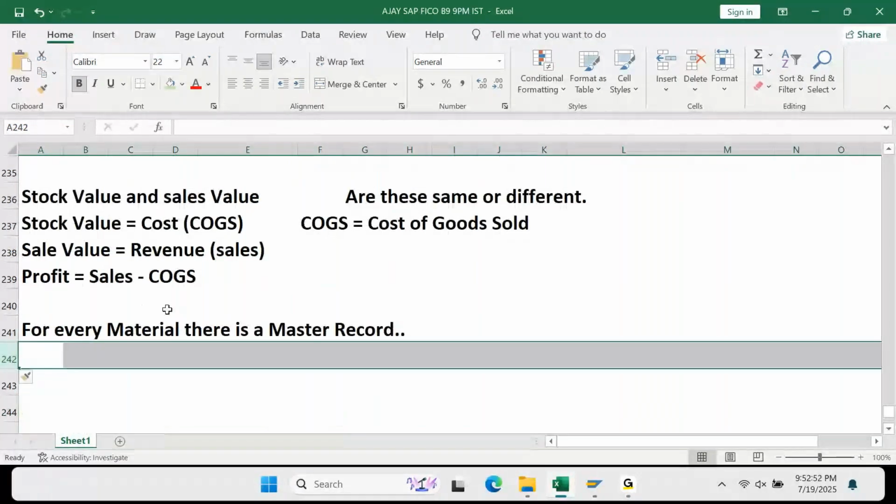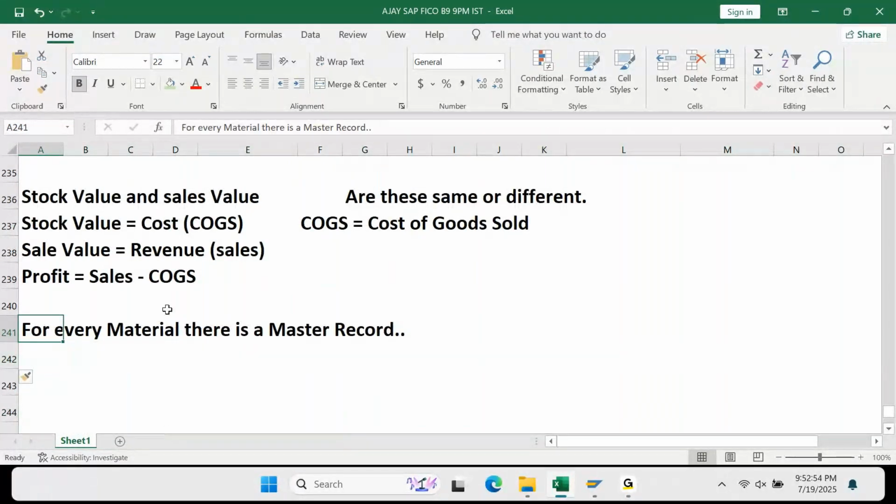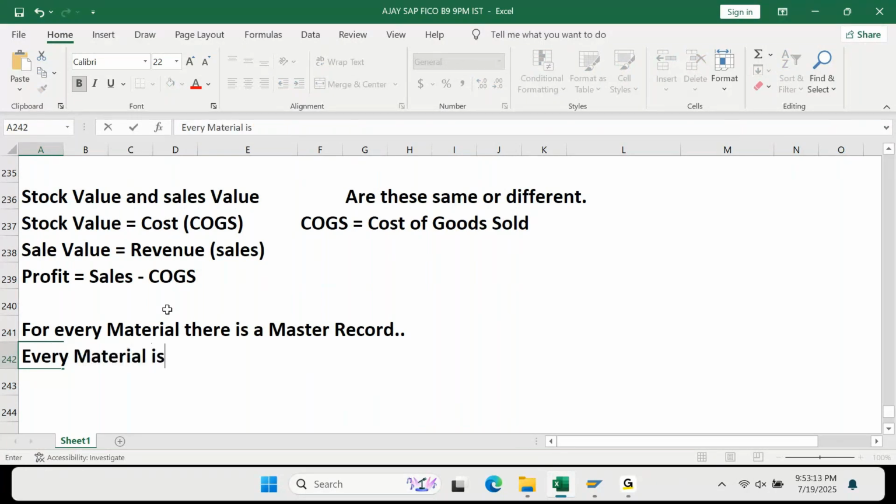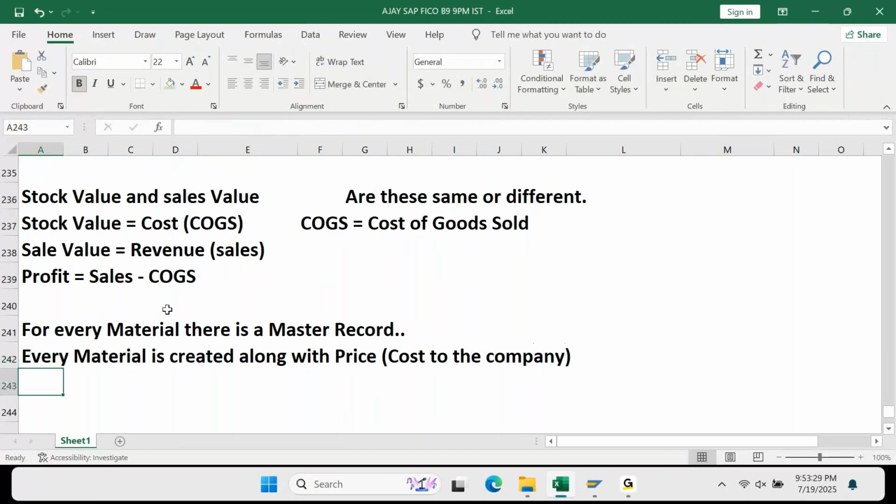Now here, for every material you have the master record. For me to find out if I am getting a profit or loss, my sales is telling me my selling price. For me to find out the profit, do I need the cost or not? Yes, sir. Meaning every material is created along with price, in short, cost to the company. Yes or no? Yes.